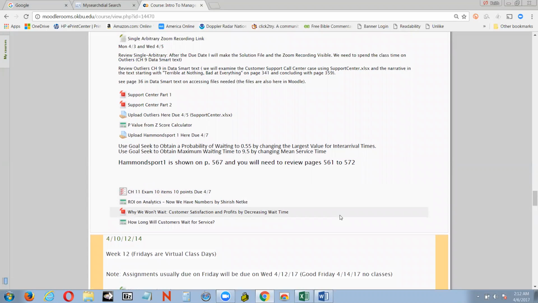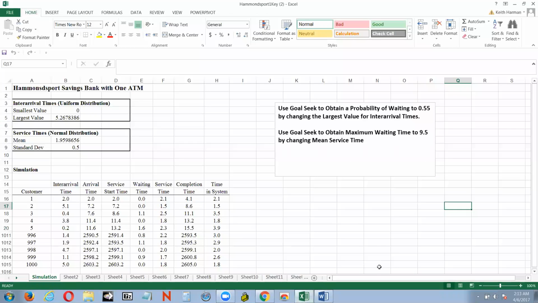Again, as talked about in class this week, we're going to use a simulation to find out what our waiting line times will look like, to make some kind of reasonable guesstimate or forecast on how things will look before we actually conduct it. Now I'm going to open up the Hammondsport1 file, and that's over in chapter 12, so open that up. Let's take a look at it.